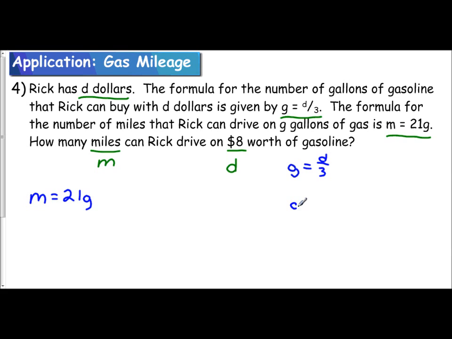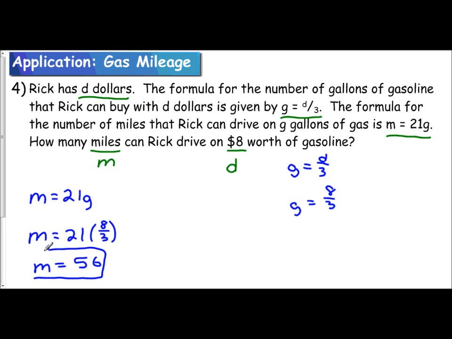So if I plug in my 8, G equals 8 over 3. So now I know my variable G, and so I can plug that right into M equals 21G. M equals 21 times 8/3. And if you do 21 times 8/3, you are going to get 56. So therefore, Rick can get 56 miles on $8 worth of gasoline.